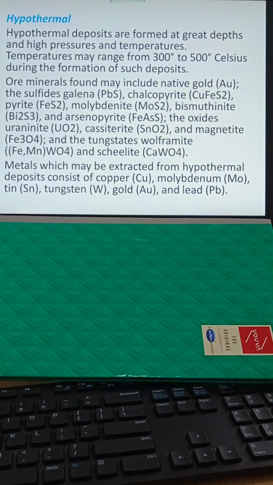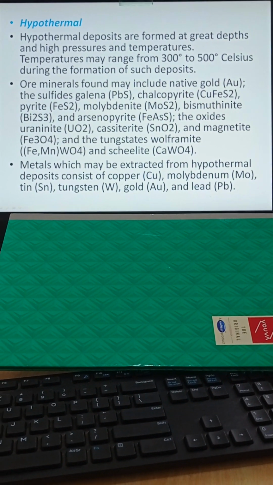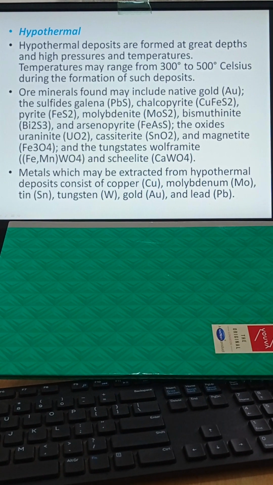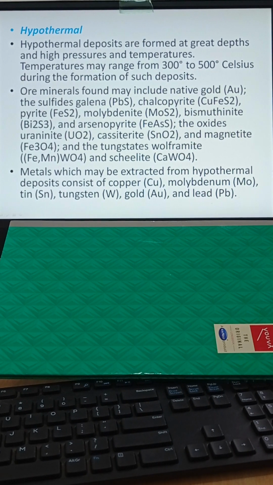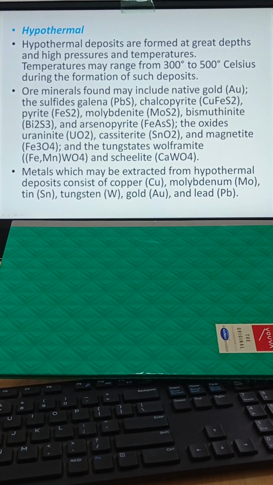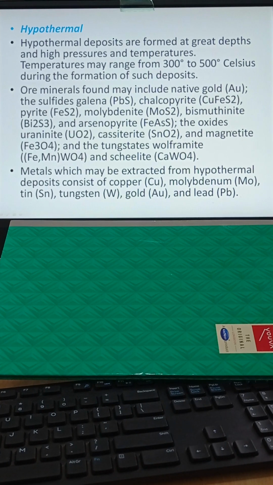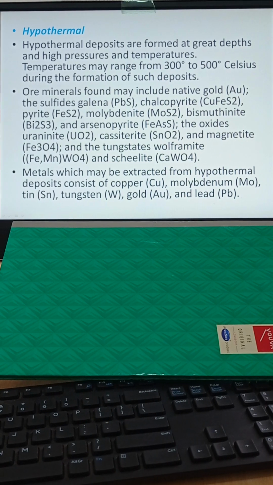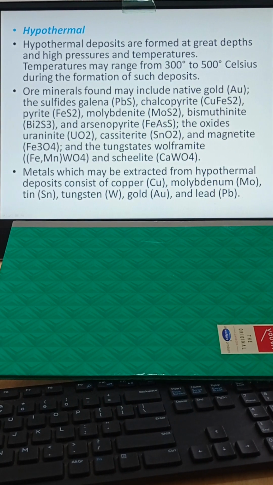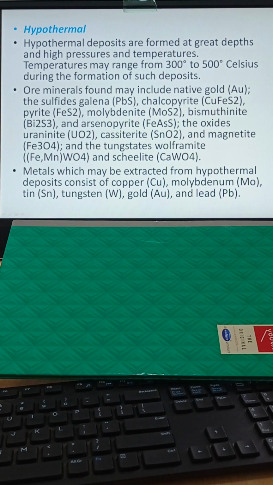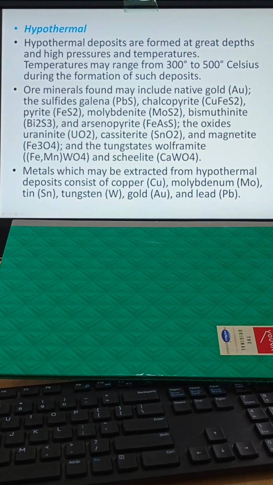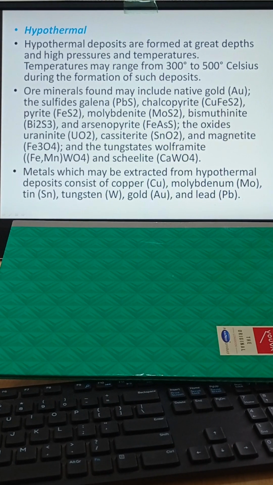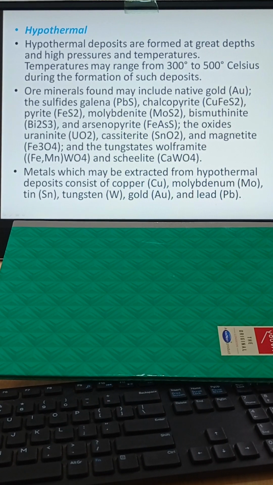Now, what are hypothermal ore deposits? Okay, we'll see. Hypothermal deposits are formed at great depths and high temperatures and pressures. Temperature may range from 300 to 500 degrees Celsius during the formation of such deposits.